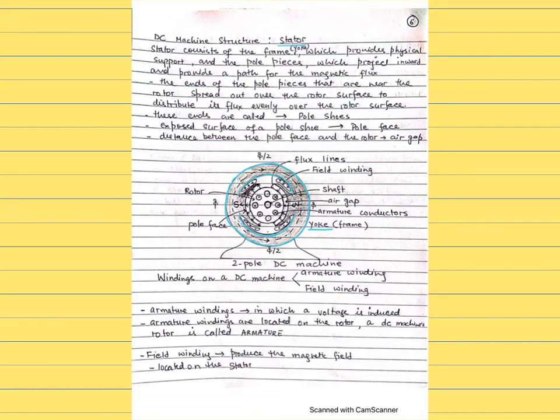And the pole pieces, which project inwards and provide a path for the magnetic flux. Where are the pole pieces? So this is where the pole pieces are. That's your pole pieces. So you can see there is a more spread where it connects to the rotor. So that's the spread so that the magnetic field is distributed evenly over the rotor surface.